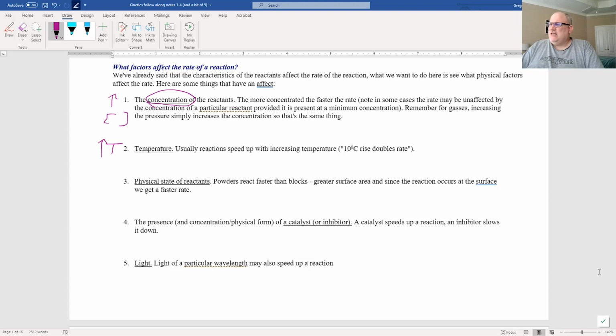The physical state: powders react faster than blocks. If you think about it, if I have powder, all these individual particles are going to react better than if you have a box, because in a box, all these particles here in the middle are not going to be able to react at all.